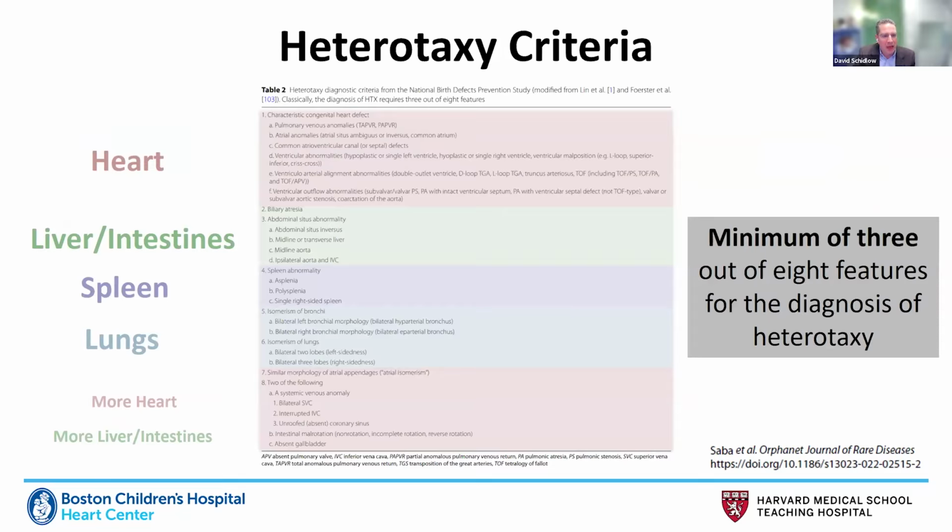And so how do we actually define heterotaxy? Well, to reach the definition of heterotaxy, we say that a minimum of 3 out of 8 features in the different organ systems need to be reached to count as having heterotaxy. And this is a reasonable list, although there are some drawbacks to it. It's very easy in some instances to sort of double up on certain criteria, but it's what we have for now, and it seems to work reasonably well.